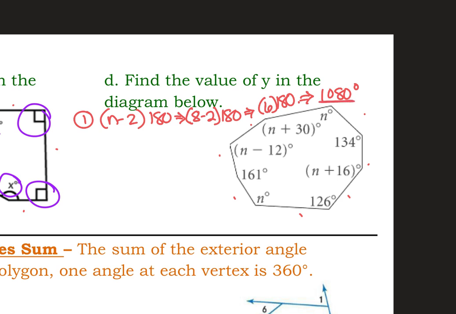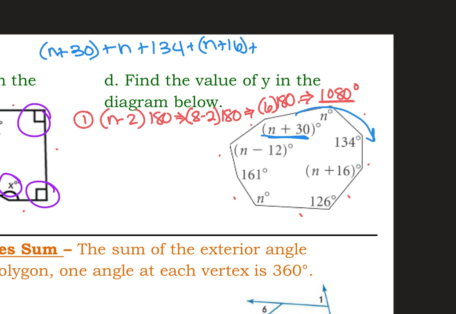Now, this is a very long equation, so I'm going to write it on top, and I suggest you do the same thing. I'm going to start with this equation and go around that way, okay? So I'm going to do n plus 30 plus n plus 134 plus n plus 16 plus 126 plus n plus 161 plus n minus 12, all of it equals 1,080. Okay, it's a long equation, right? But I did it up there so that we have room.